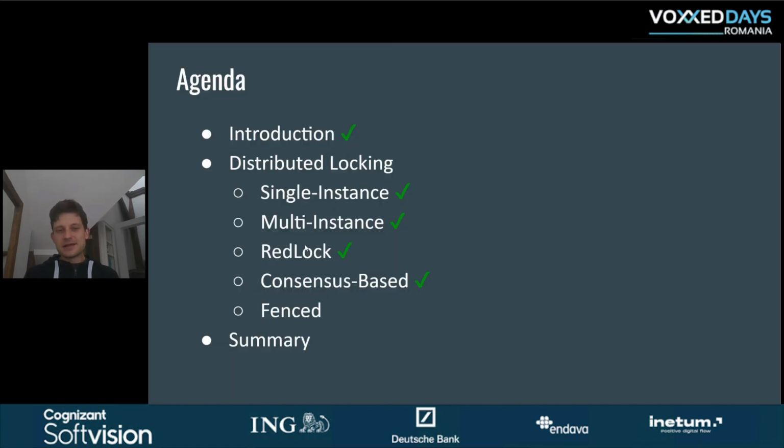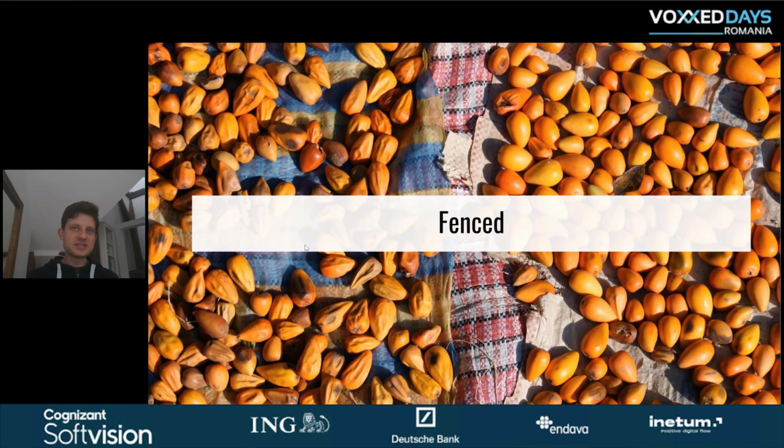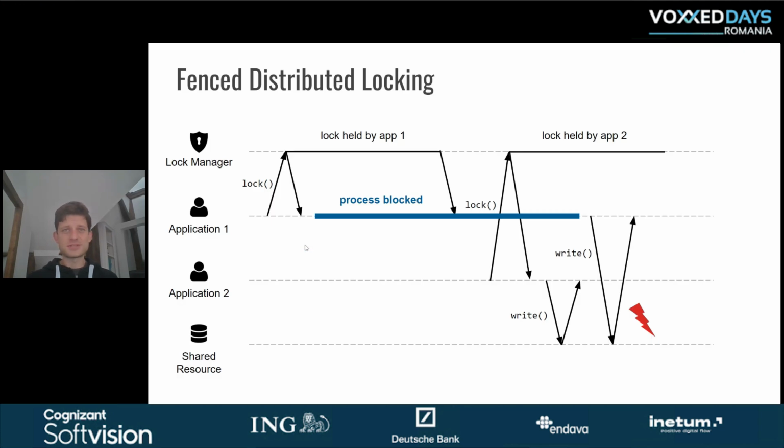Okay, last solution, fenced locking. Fenced locking is actually the only locking mechanism that provides 100% correctness. So you should use fenced locking if you strive for 100% correctness in your distributed system, because fenced locking actually solves these problems.